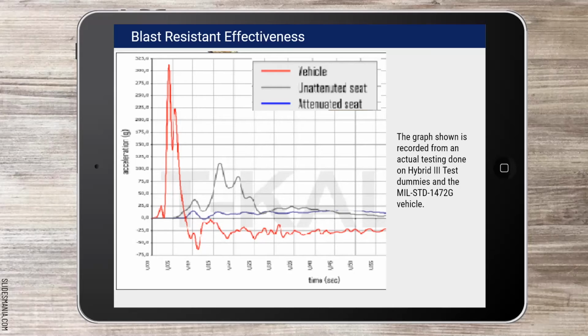Manufacturers designing these shocks must take into account the safety of the passengers. From this data, it clearly shows the importance of shock absorbers in a military application.